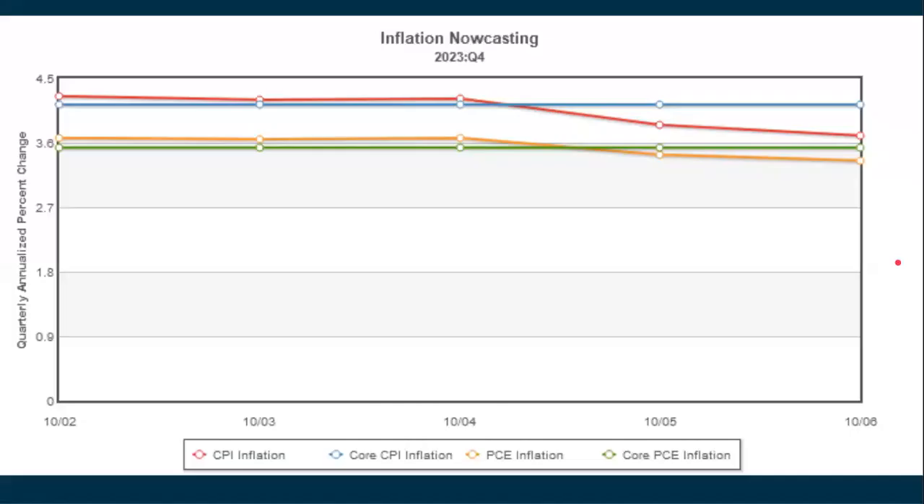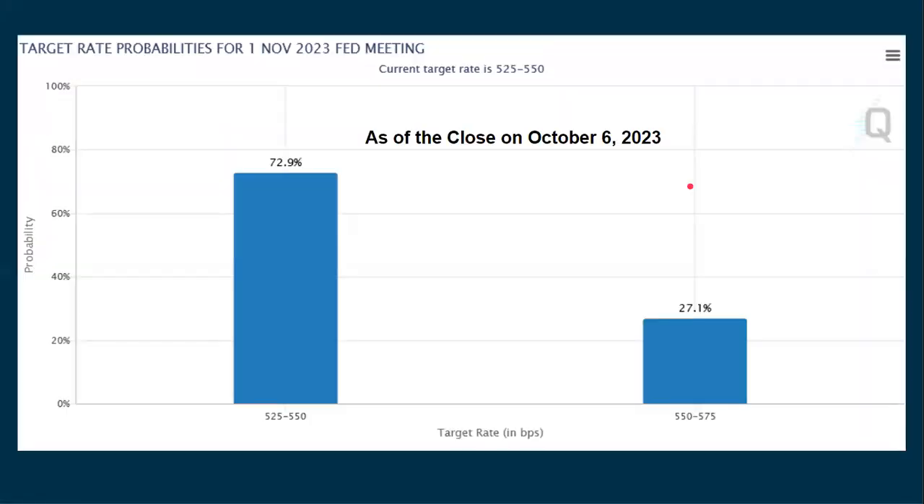Looking at inflation, we started a new quarter at the beginning of October, so we don't have a lot of data in here. We did get PCE later in the week here, and it's showing that we're decreasing overall with the inflation projections. Keeping an eye on the Fed. As of the close on Friday, October 6th, there's a 72.9% chance that the Fed is going to leave rates the same at their November 1st meeting.